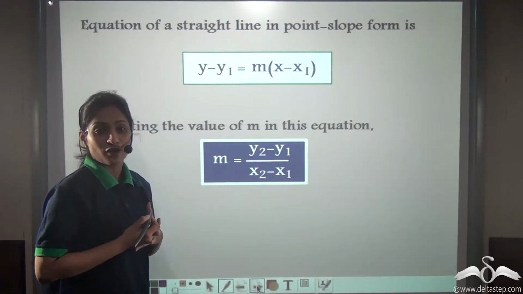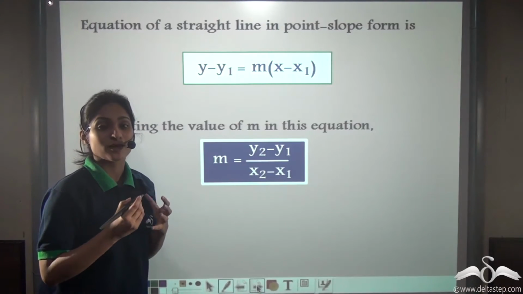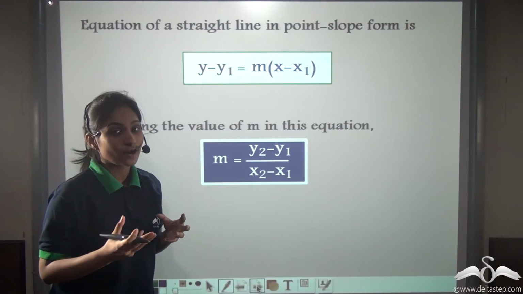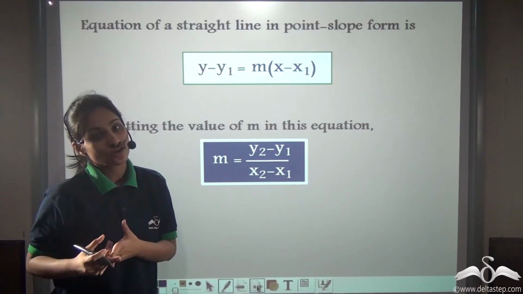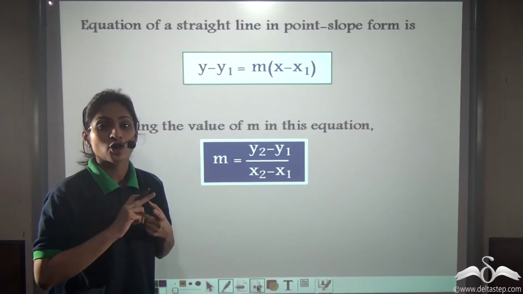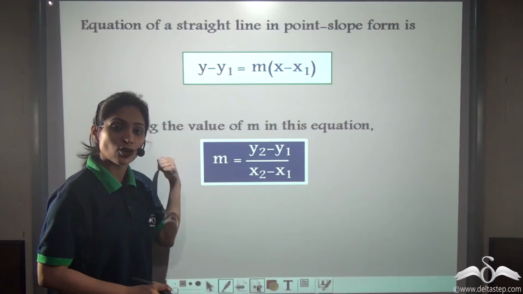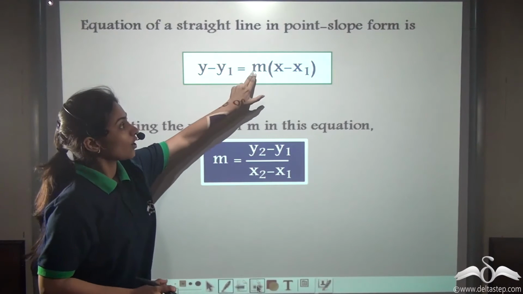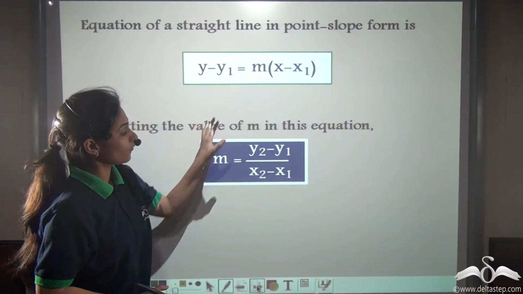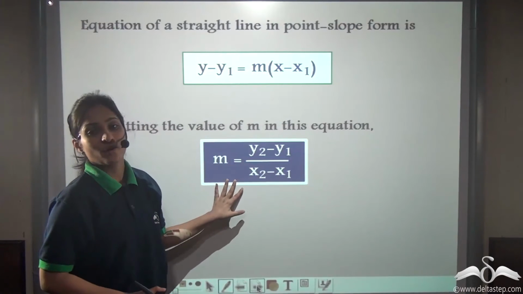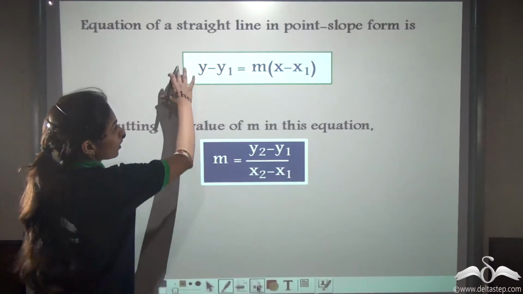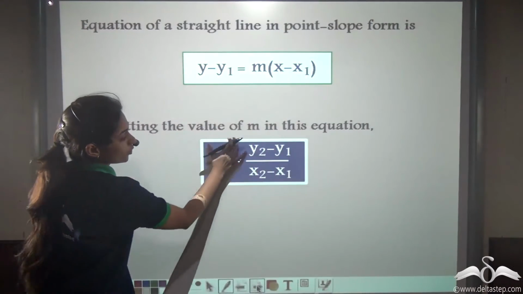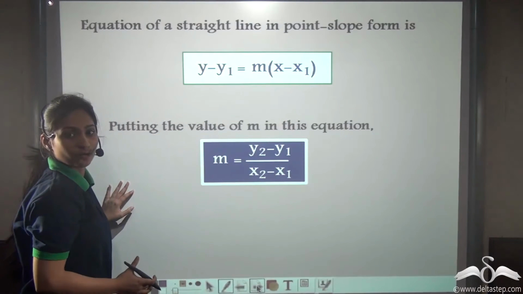But now we have to find the equation of a straight line which passes through 2 points only. So what are we having with us? x1, y1, x2, y2. Coordinates of 2 points. No m, no c. c has already been eliminated. We have to eliminate m. So what will we do? We will substitute m with the value of m we have just found out. So in this equation, just substitute the value of m we have found out.